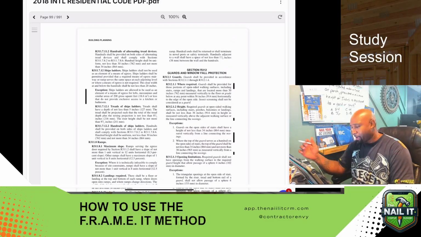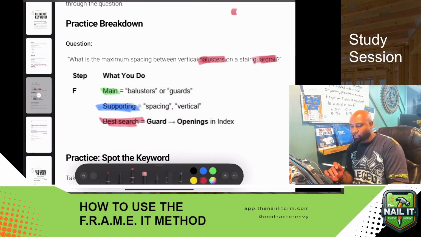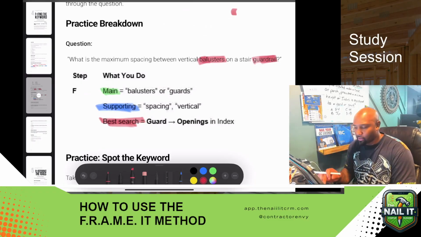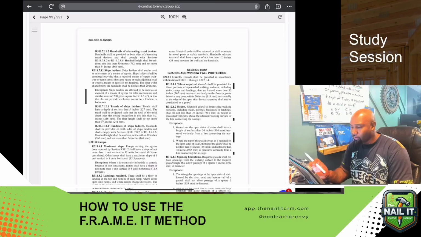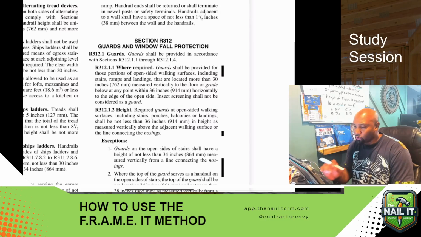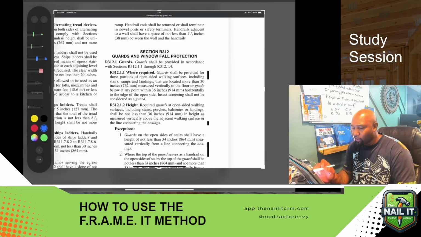Now, this is where that piece of paper on the side comes in. If you still had it, you've got all your keywords lined up. Now we're looking for spacing, vertical, balusters, guards. So here, where required, guards should be provided for those portions of open-sided walking surfaces, including ramps, located 30 inches, measured vertically to the floor at a grade of a point within 36 horizontally to the edge of the open side.